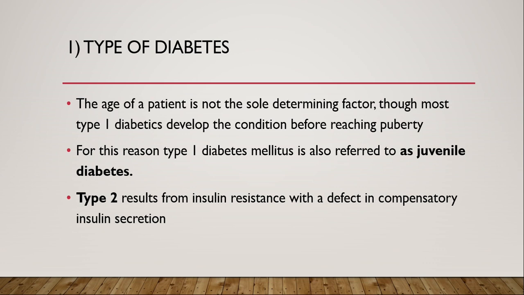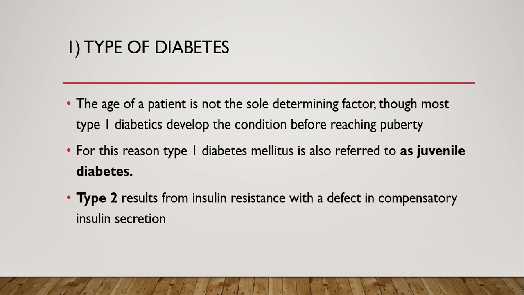But as per your guideline, the age is no longer the sole determining factor, because sometimes you can have a type 1 even if you already reached puberty, or you're older than your puberty age. It can happen. So for this reason, type 1 diabetes mellitus is also referred to as juvenile diabetes mellitus. Okay? But it's not that common most of the time. The most common type of diabetes mellitus is your type 2.